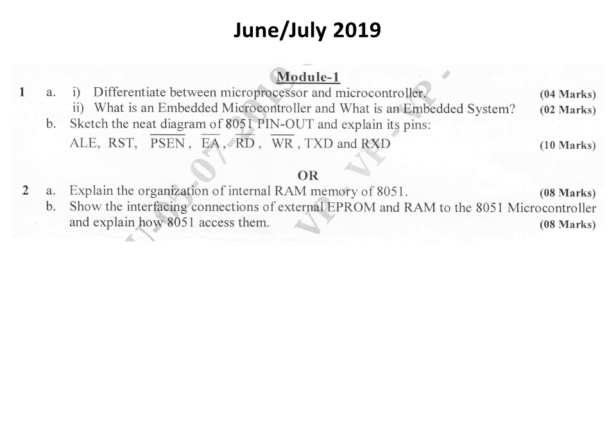And the second question is what is an embedded microcontroller and what is an embedded system. So these two things should be defined. Embedded microcontroller definition we should write and embedded system definition we should write. So this is asked for 2 marks.